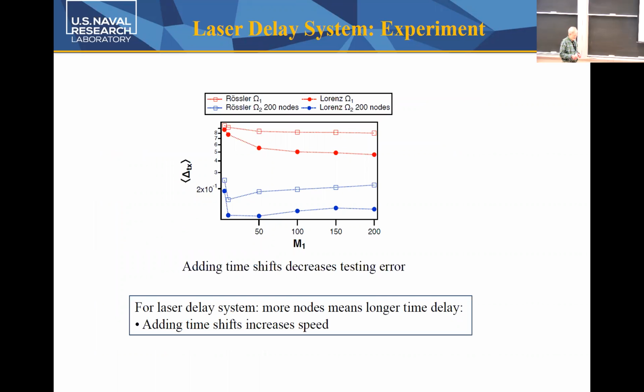So this is the experiment. And I get this to work also for the Rossler, and these squares, the red or blue squares, are the Rossler just driving the regular reservoir or the Rossler with a delay reservoir. I can see adding the time shift matrix decreases the testing error, and the same when I drive with the Lorenz. So this does work in the laser delay experiment. So this could be an actual reservoir computer.